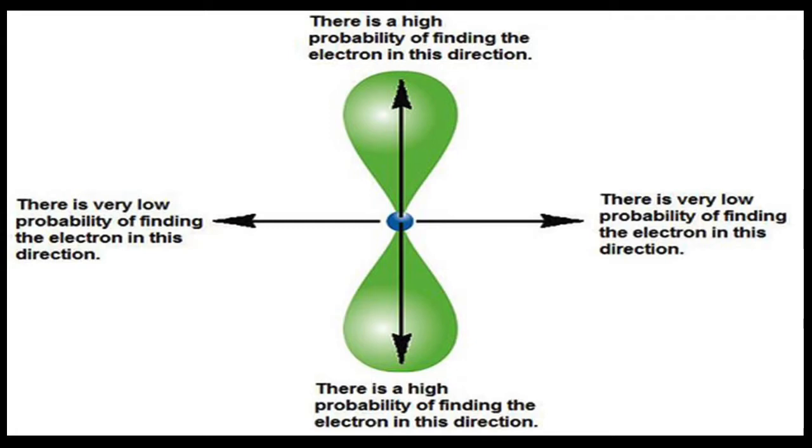This particular slide talks a little bit about probability, and you'll hear the word probability used often with the distribution of electrons. Probability simply means, what is the likelihood of finding an electron? Well, it seems almost silly to think about it that way, because in the wide green node up top, the vertical node, of course that's going to be high probability, and the low probability would be out on the horizontal axis. Well, that makes perfect sense. So when it says there is very low probability of finding an electron in this direction, of course.